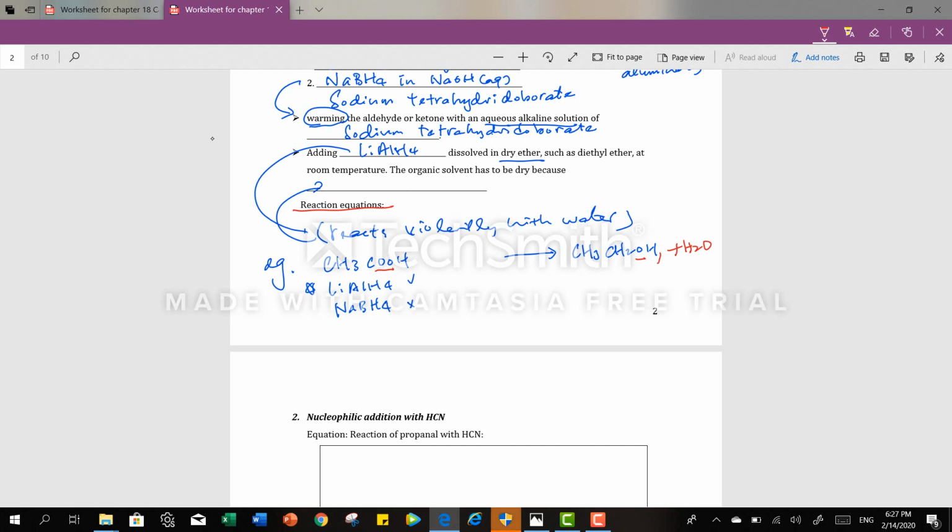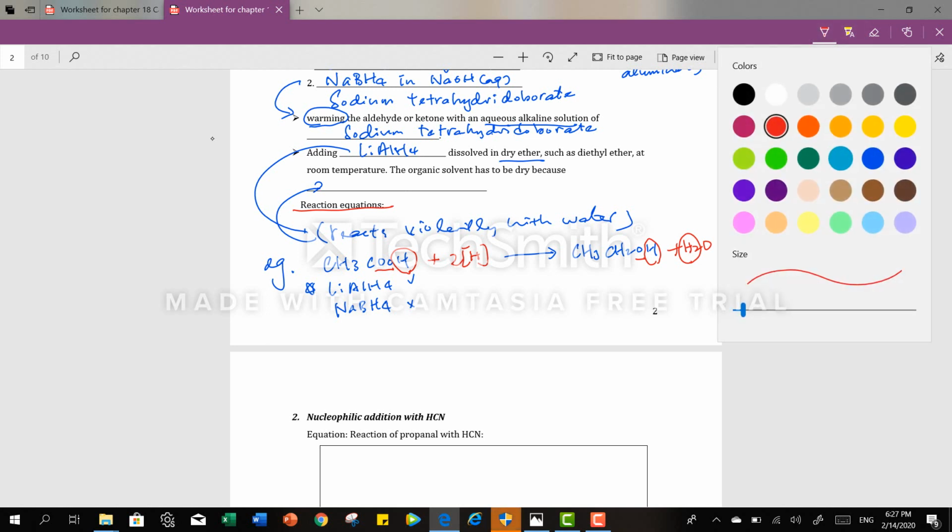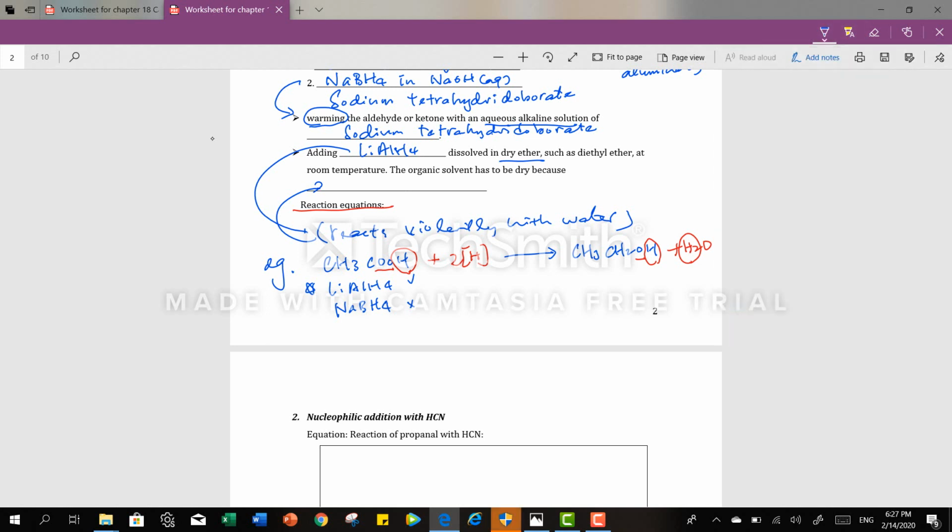And then later on, you will find that there are 3 hydrogen, but only 1 hydrogen here. So you need to add 2 H+. Now this is how we present a balanced chemical equation regarding reduction of either carboxylic acid or carbonyl compound. Okay. Now then we try 2 more.